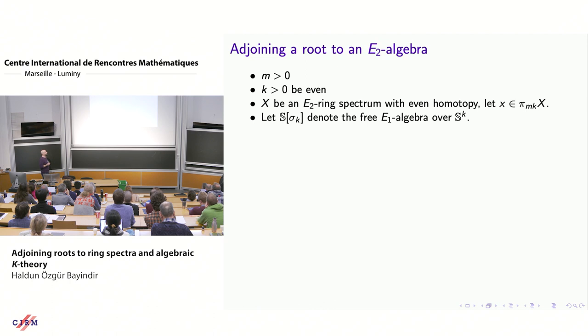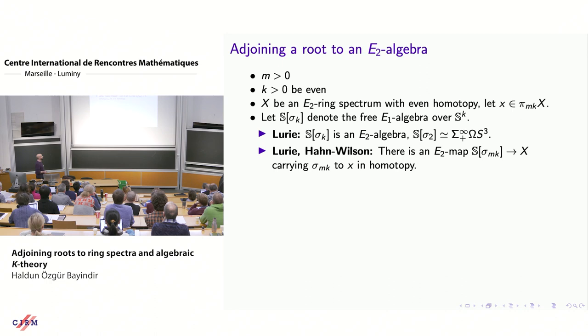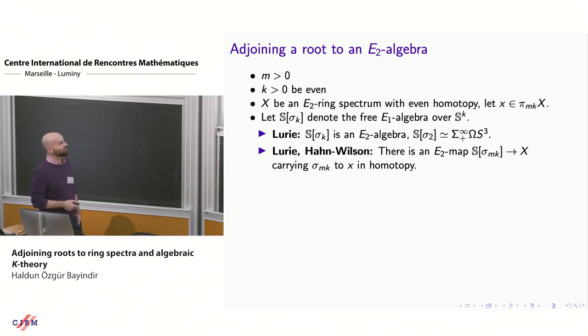So this notation is how we denote the free E1 algebra over the k-sphere. I don't know if I attributed this to Lurie, but generally it might be known earlier than that as well: the fact that when k is even, this is an E2 algebra. Actually, the k equals 2 case is very easy to see why this is true. By Snaith's lemma, this is the suspension spectrum of loops on S^3. And S^3 is a group because of quaternions. So it's a group, so it's a loop space. So you're looping a loop space. So this is an E2 algebra. So it's quite simple to see in the k equals 2 case, but it's true more generally. Again, I'm saying this is due to Lurie also, as well as Han and Wilson.